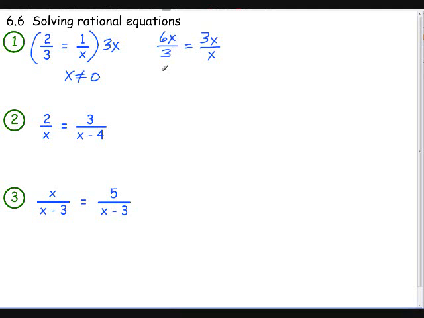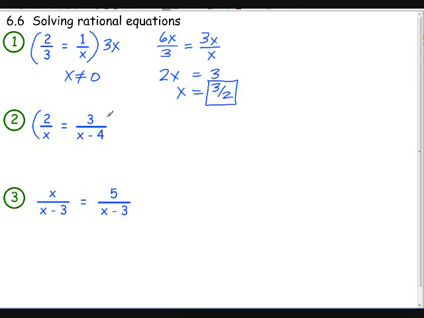Okay, this will simplify to 2x. This will simplify to 3. And we find out that x is equal to 3/2, which is perfectly acceptable. As long as it's not x equals 0, we are in business. Good answer right there. How about this one?